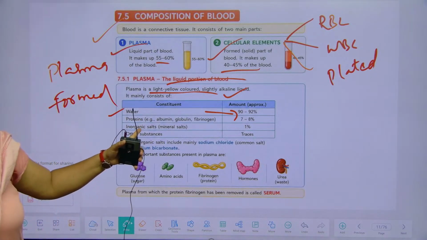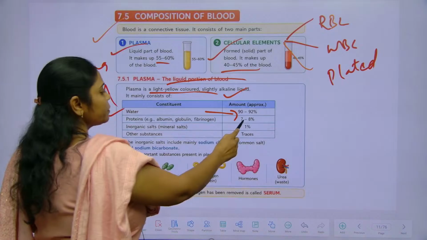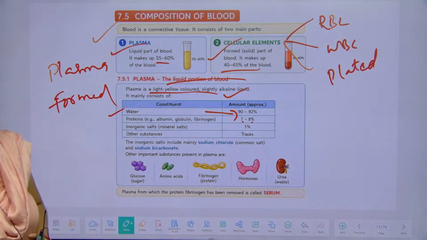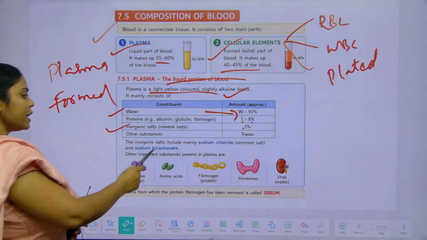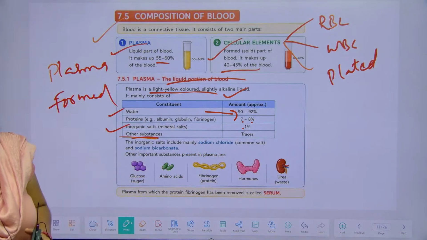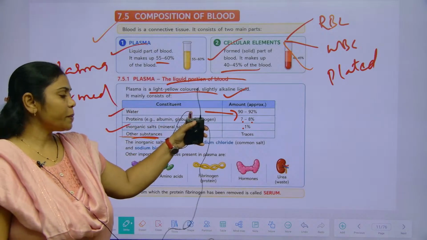Water substances only will be present. Remaining proteins, how much percentage? That is 7 to 8%, and inorganic salts, that is only 1%, and other substances also present. But in the plasma, mainly, majorly, what is present?